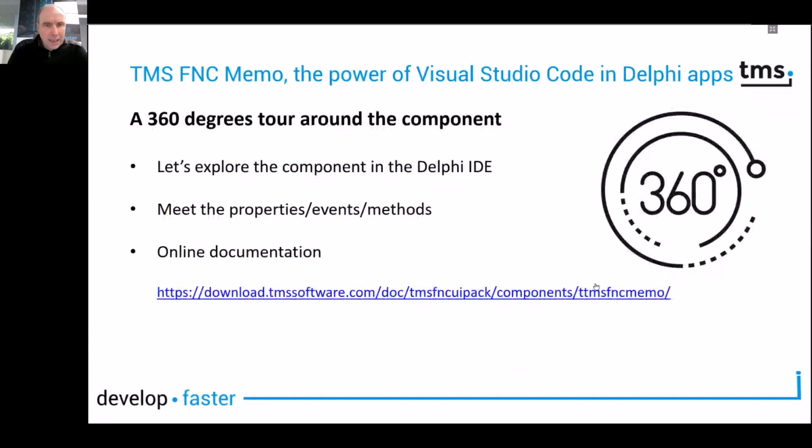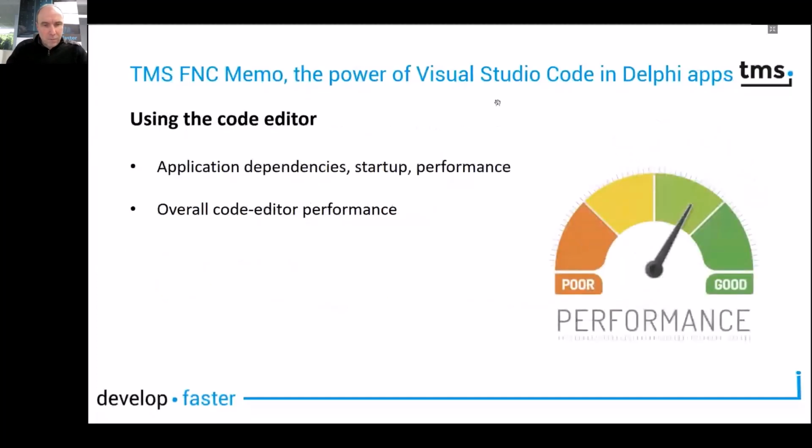So first of all, let's explore the FNC Memo component from the IDE. We'll have a look at the properties, events, and methods. Take also into account that there is full online documentation. We actually moved all our FNC component documentation online meanwhile. So for your convenience, the latest version of the documentation is always just a click away in the browser with the online documentation. So let's move to our Delphi IDE.